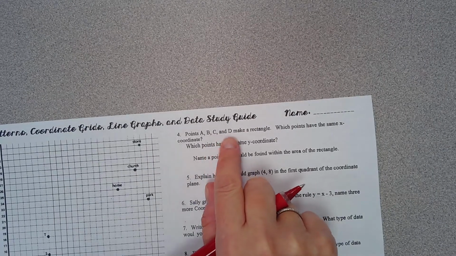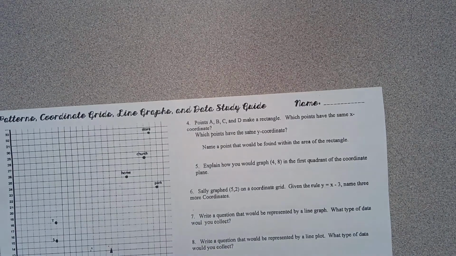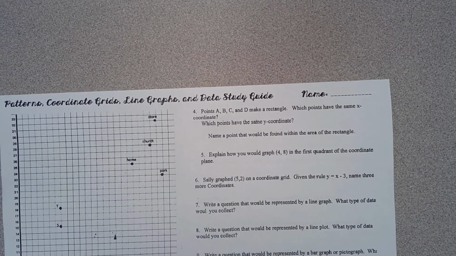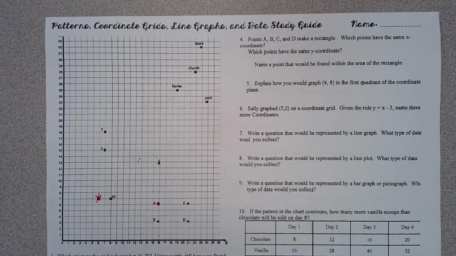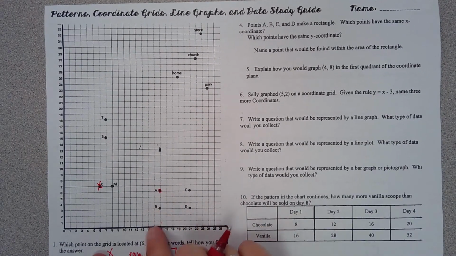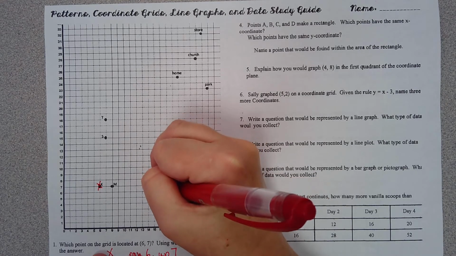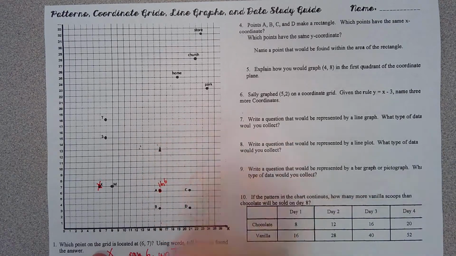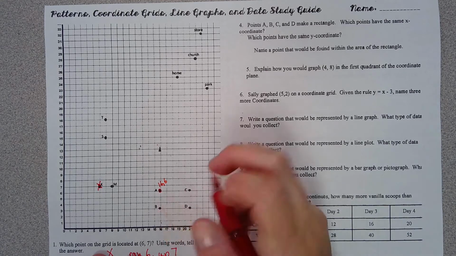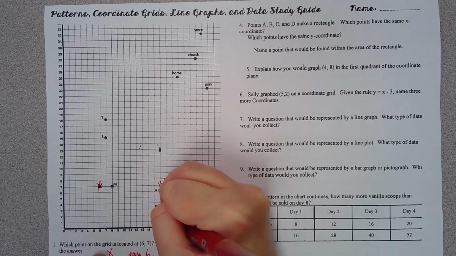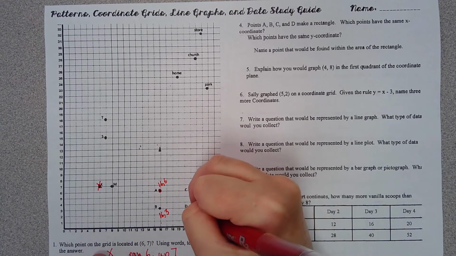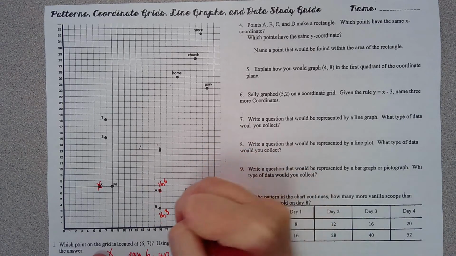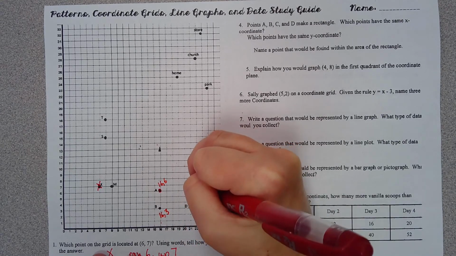All right, next one. Points A, B, C, and D make a rectangle. Which points have the same X coordinates? Which points have the same Y coordinates? So what I want you to do is write the coordinates next to them. For A, the coordinates are 16, 6. Write it out next to it. For B, the coordinates are 16, 3. I ran 16, I jumped 3. For D, I ran 21 and I jumped 3. And for C, I ran 21 and I jumped 6.